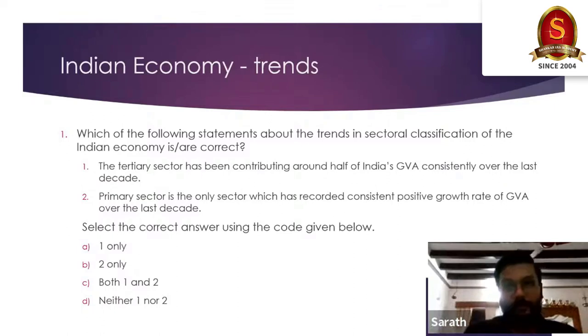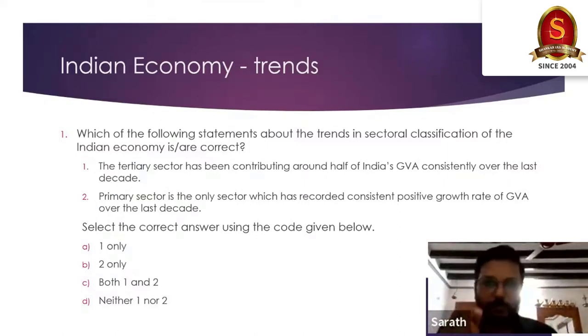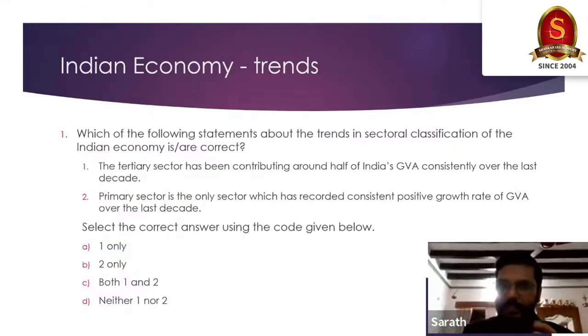The second statement is the tricky statement. Primary sector is the only sector which has recorded consistent positive growth rate of GVA over the last decade, which means that every single year over the last 10 years, the rate of growth should have been greater than zero. And this becomes tricky. Under other circumstances, it would not be tricky. But with a year of COVID in between, where the Indian economy itself went into a recession, there was a contraction of GDP, a negative GDP growth rate, how realistic is it to imagine that the primary sector recorded positive growth?